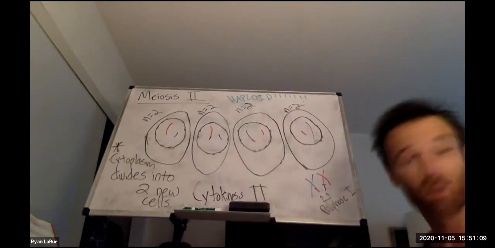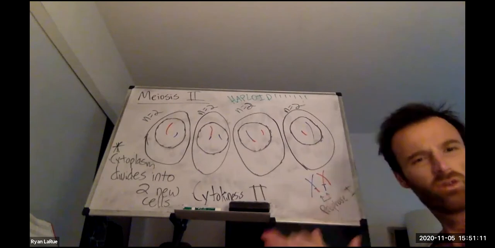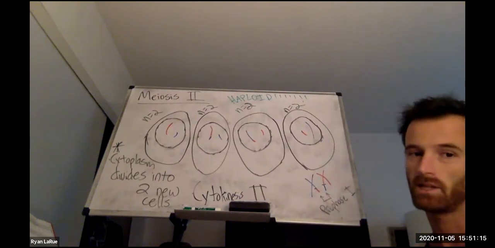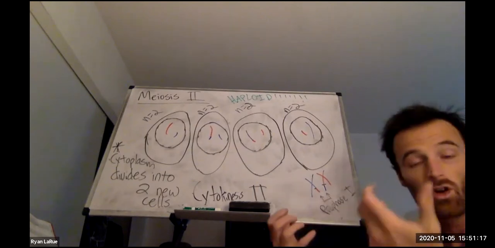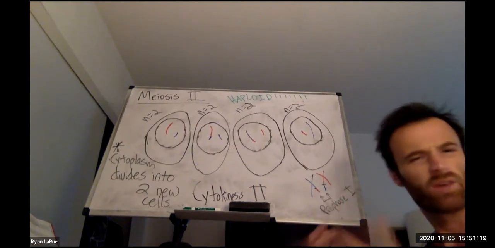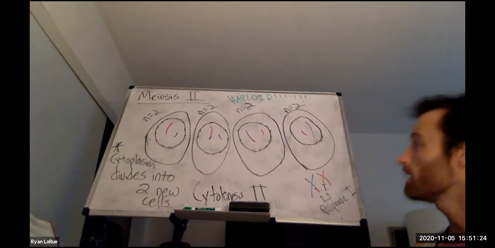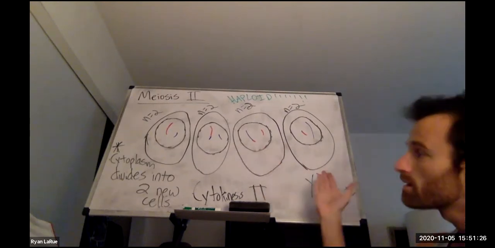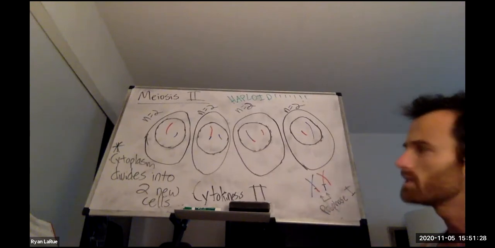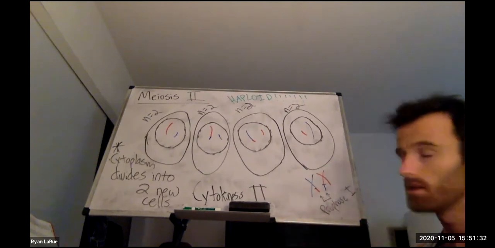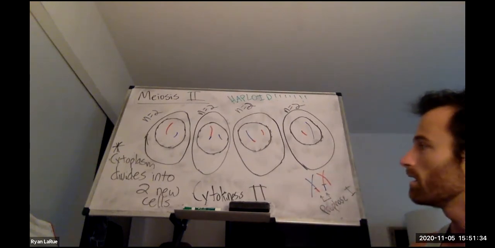This is how in mitosis, each new cell is going to retain all of that information. Sister chromatids come apart, but they're identical. And speaking of which, in meiosis two, after meiosis one, very similar to mitosis, these sister chromatids are coming apart. And we get four cells at the end of the day.